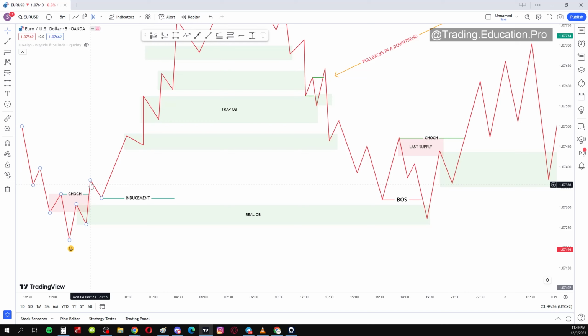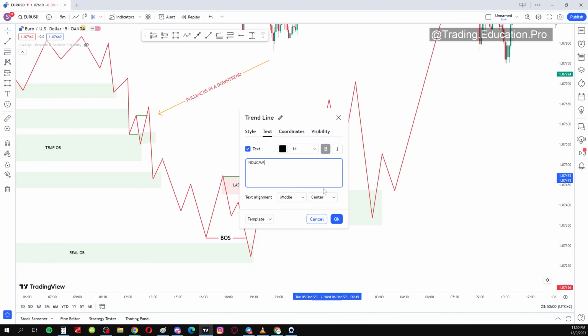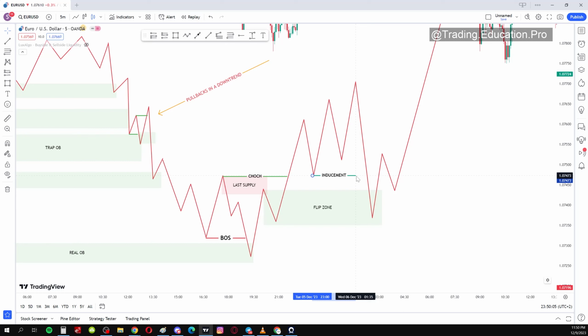The same thing here, we have this flip zone. We break, and this first pullback is our inducement. And inducement will always get taken out. In this case, we have two lows here that can happen. It can even be three. It does not matter, it's all an inducement.